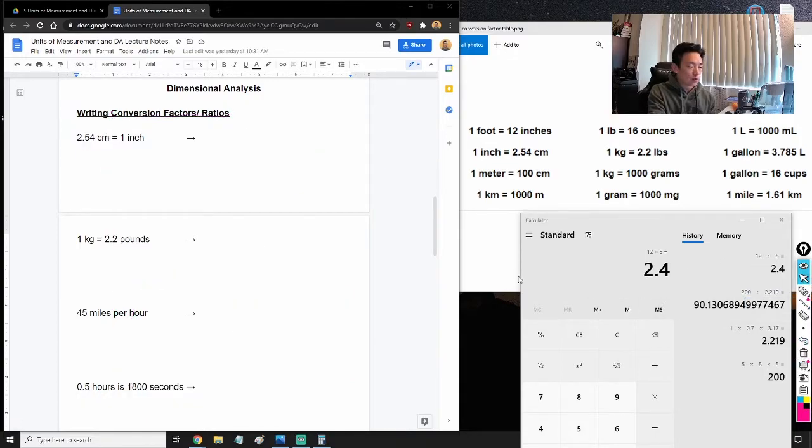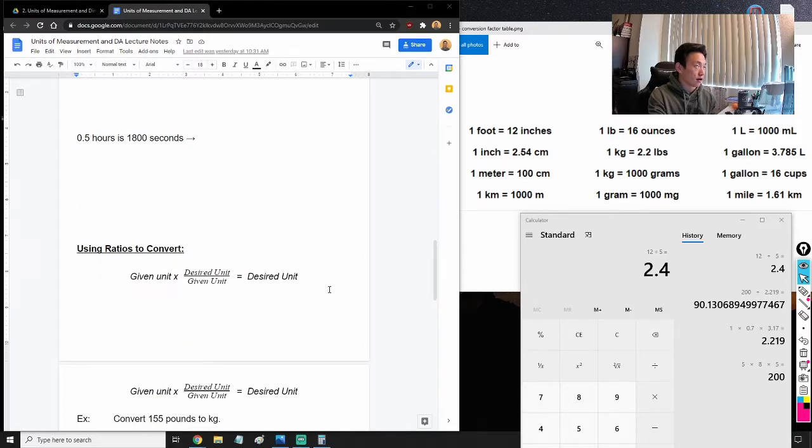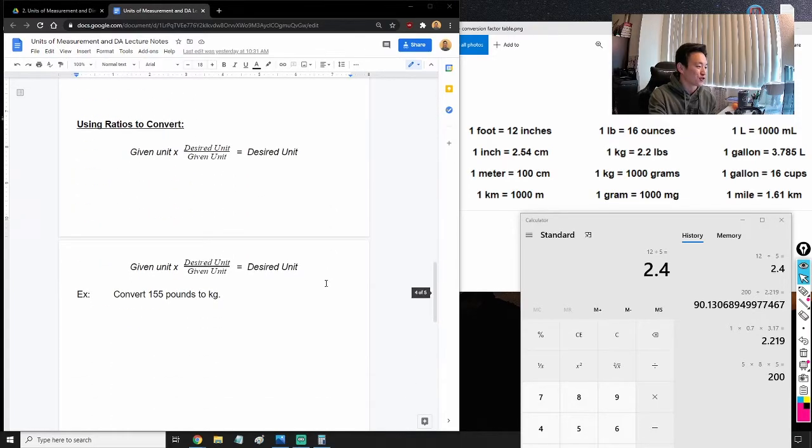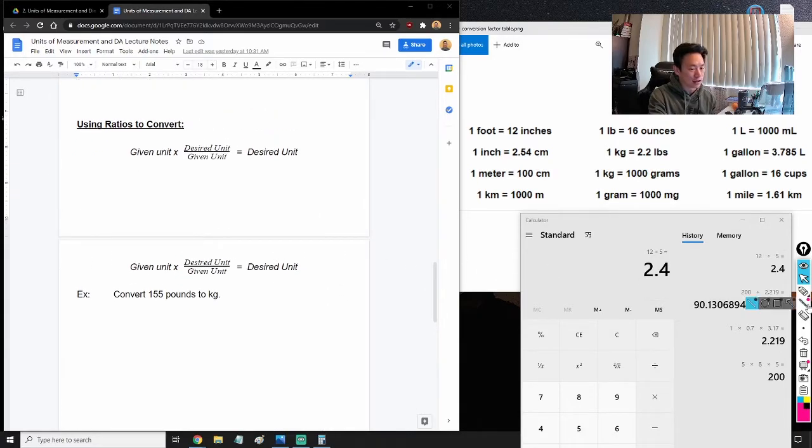Alright, now this is important for dimensional analysis because we are going to be doing this basically till the end of the year. This is what chemistry basically is. So this is the formula that you have to have written down. Make sure you have this written down, and I think eventually you will memorize it.